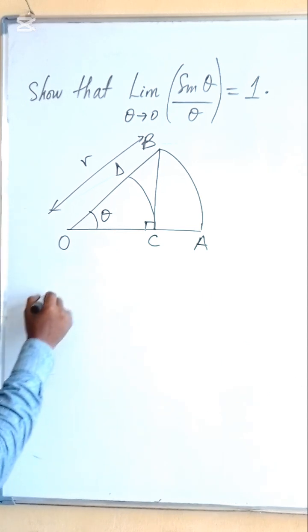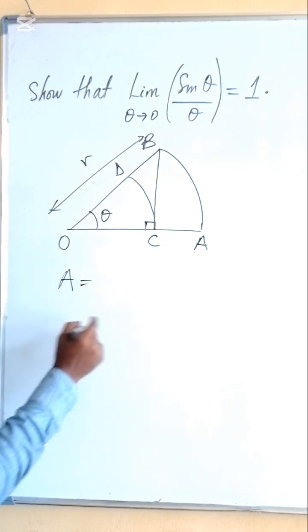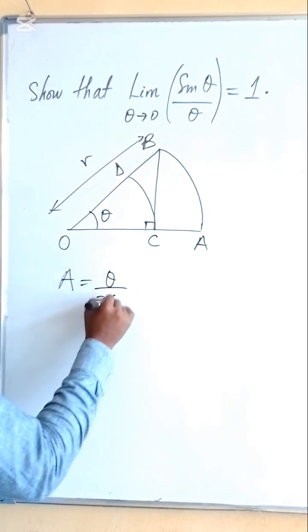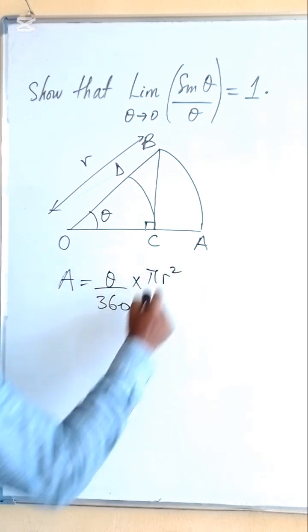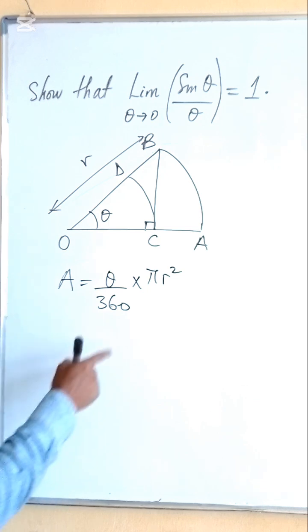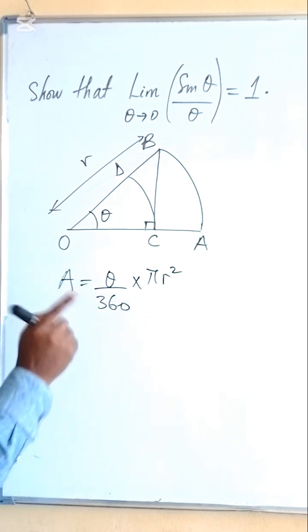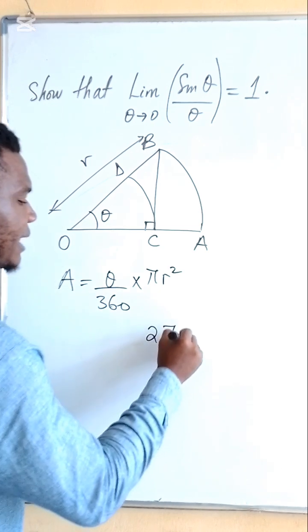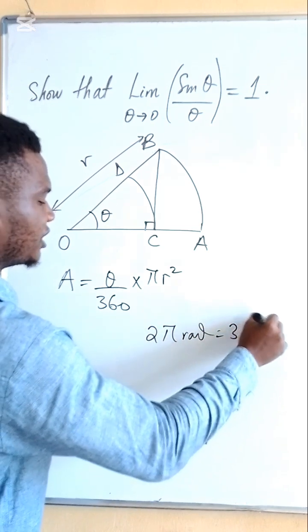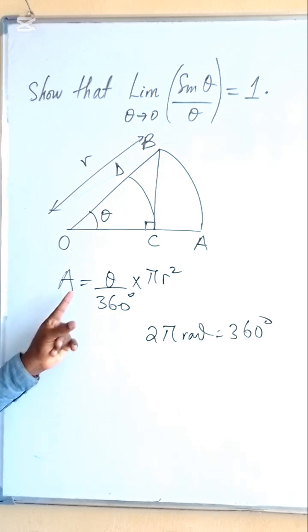Now if you recall from a topic called mensuration that the area A of a sector was defined as theta over 360 times pi r squared, assuming theta is in degrees. Now, if theta is not in degrees and we make an assumption that theta is in radian, take note that 2 pi radian equals 360 degrees. So, this is the area of a sector when the angle is assumed to be in degrees.